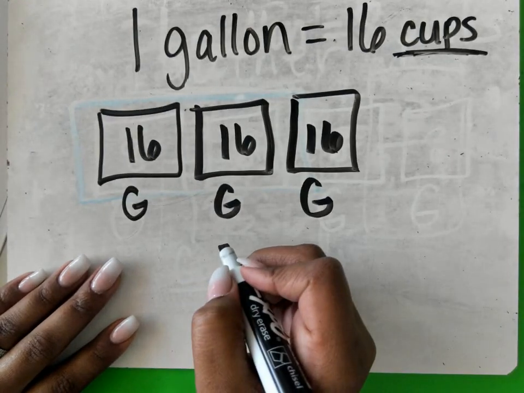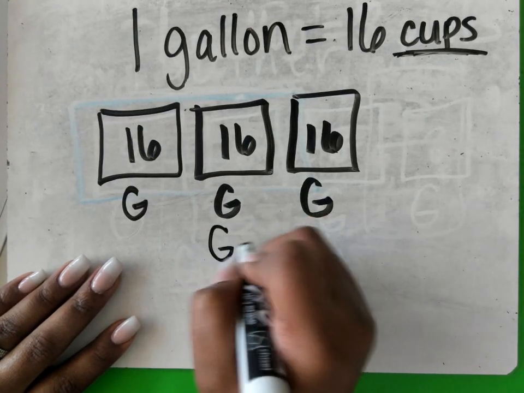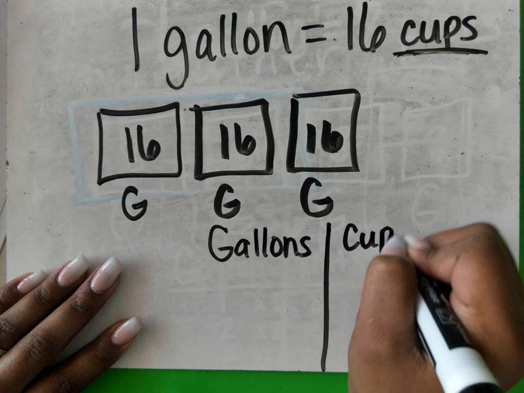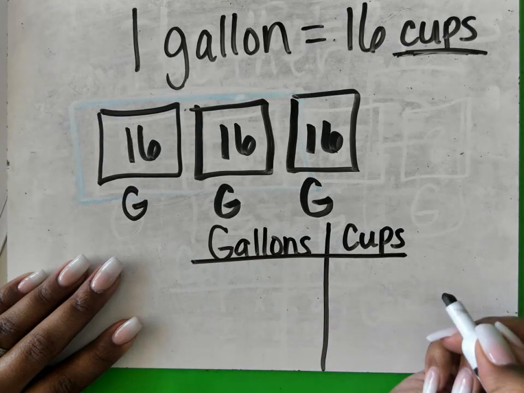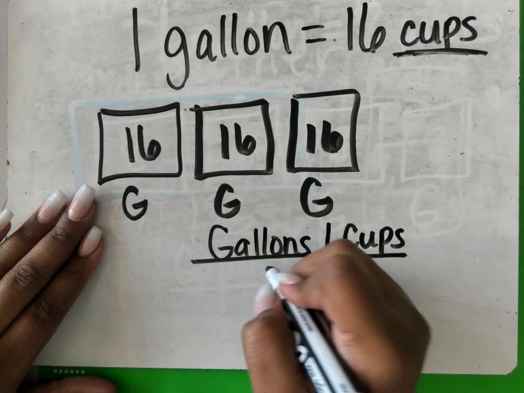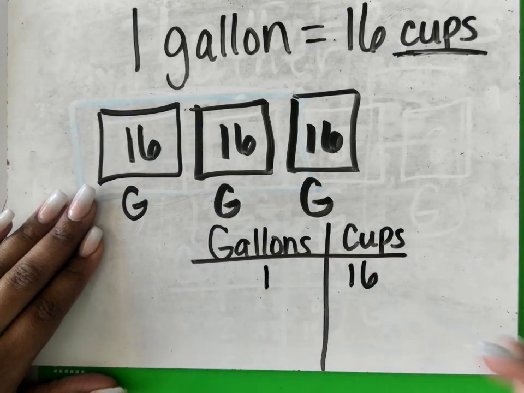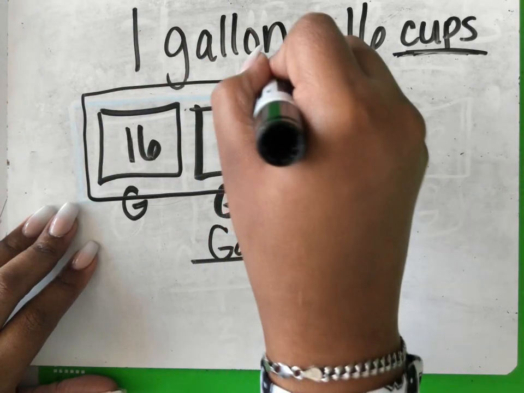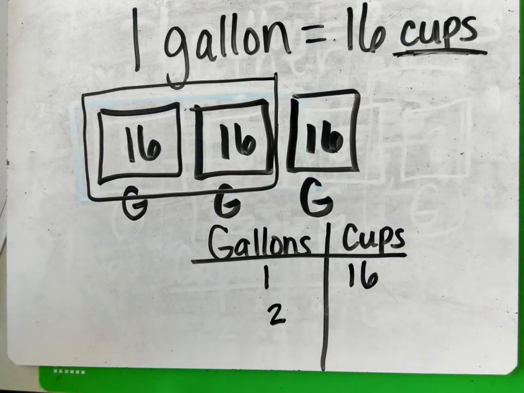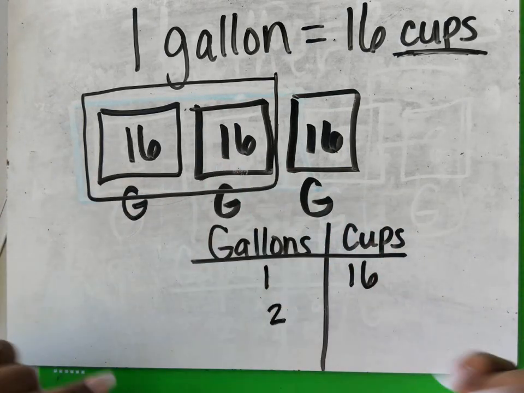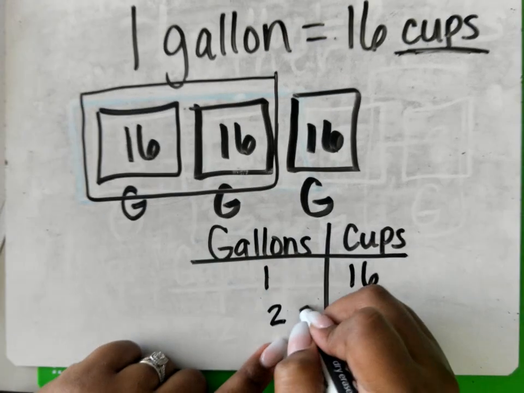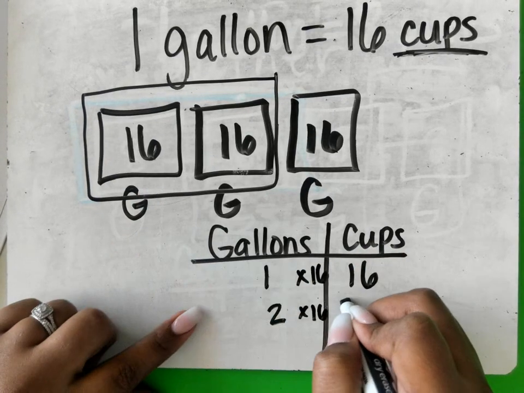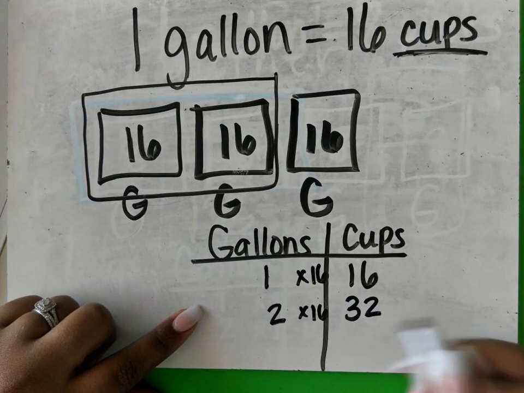So in an input-output table, I'm doing gallons to cups now, not gallons to pints. That means every gallon I have, it's 16 cups. So 1 gallon is 16 cups. 2 gallons, 16 plus 16, or 16 times 2, because I have 2 groups of 16. 16 times 2, or 2 times 16, I know that it's 32.